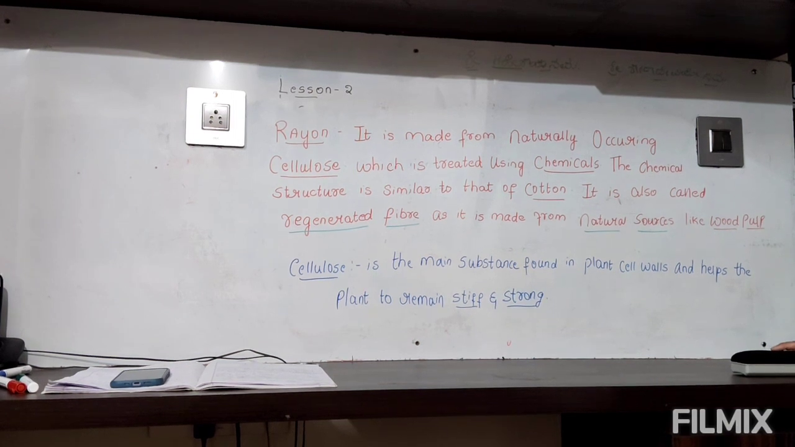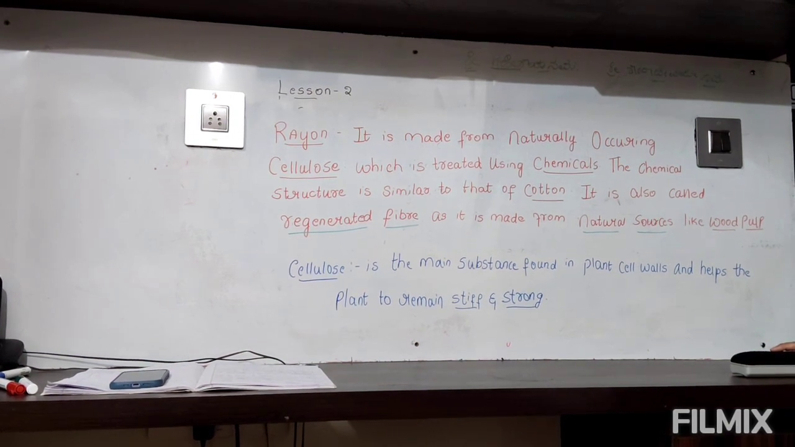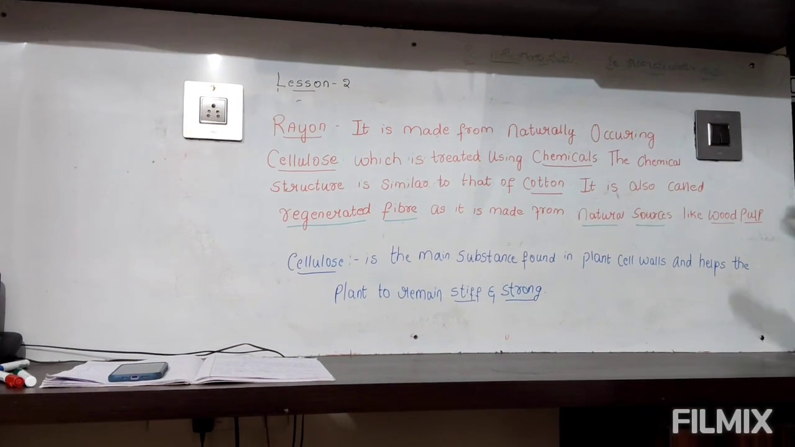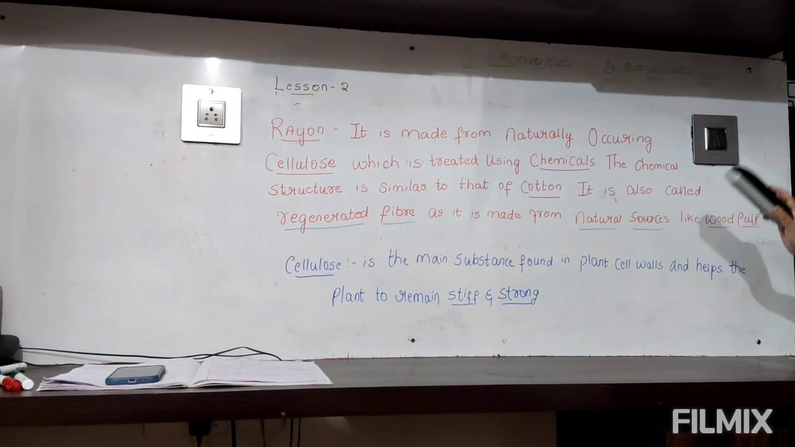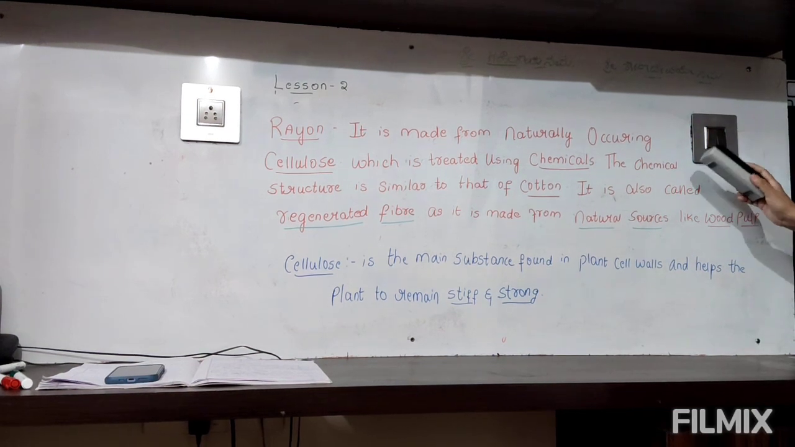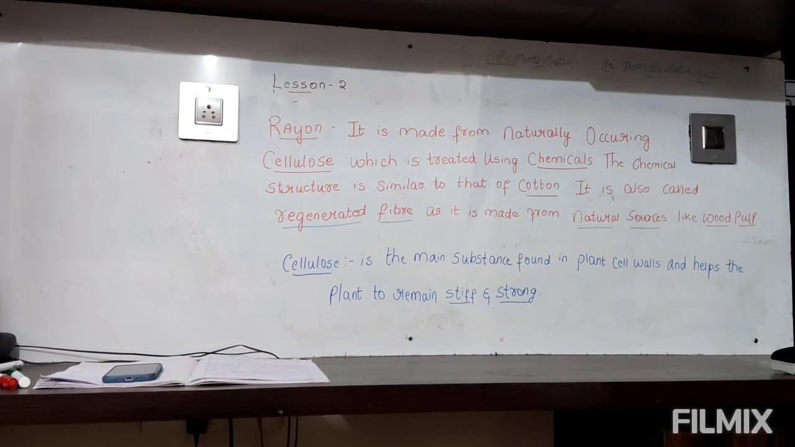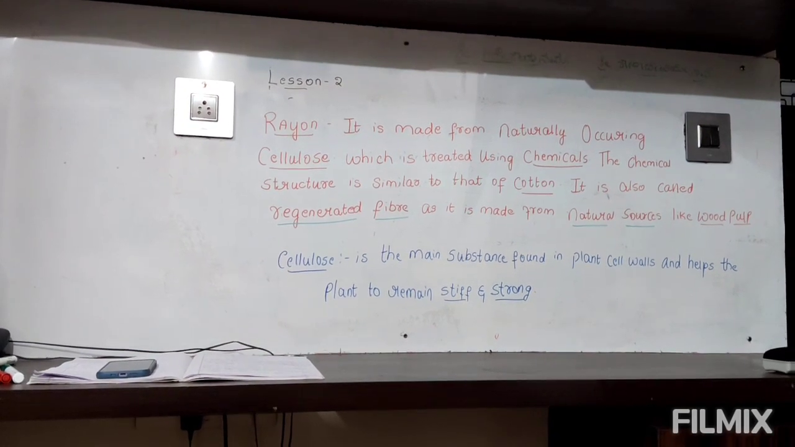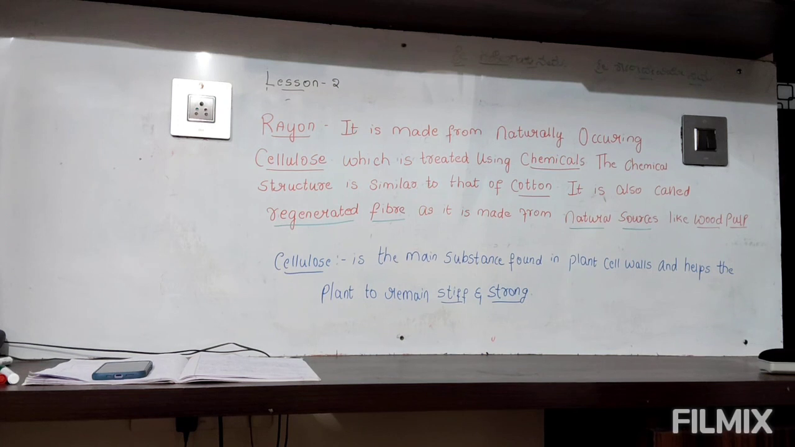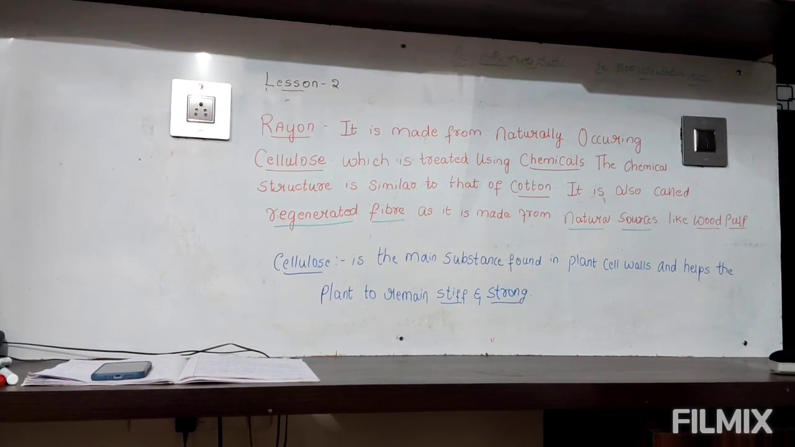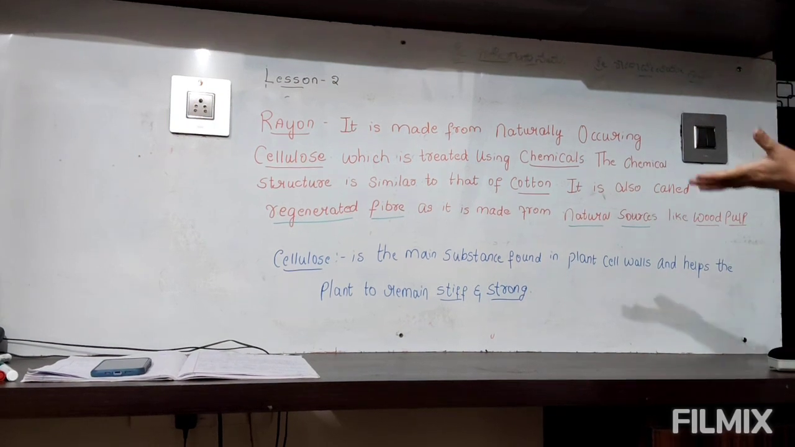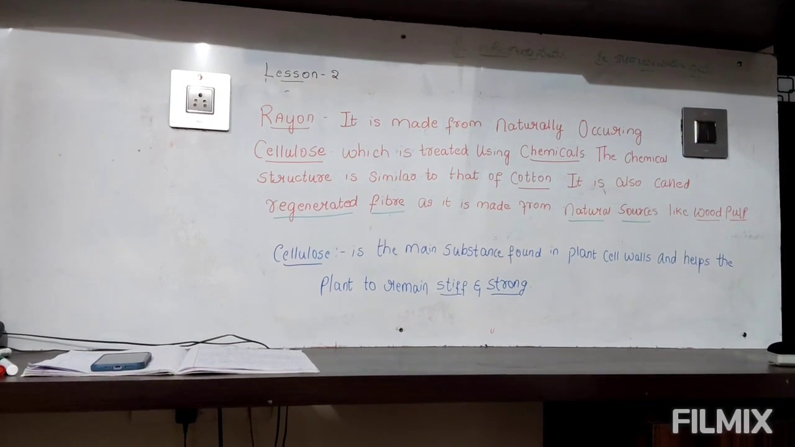The first synthetic fiber which we are going to study now is rayon. So what is rayon? Rayon is a fabric or a fiber. It is made from naturally occurring cellulose. You get the cellulose naturally and then it is treated using chemicals in the factories. This is how you prepare rayon.